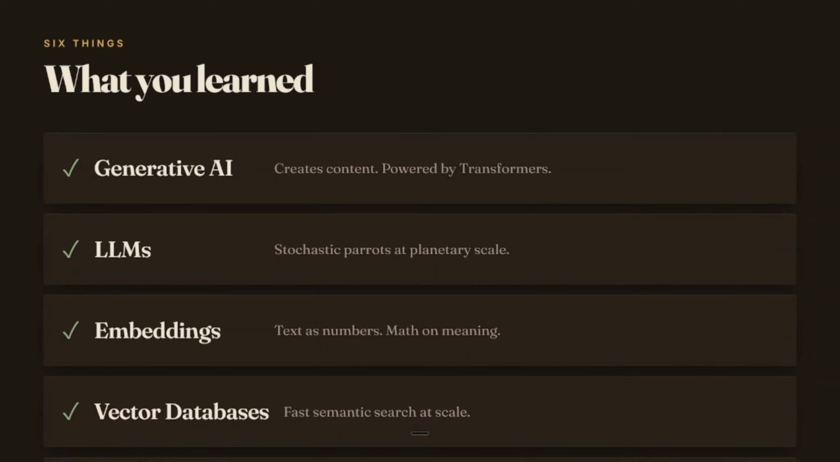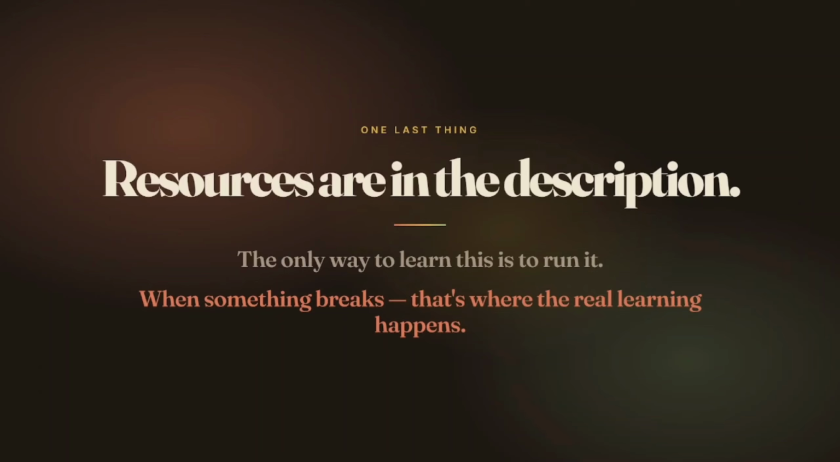So this is what we have learned today in this generative AI introduction class. We learned about generative AI, which creates content and is mostly powered by transformers. We learned about LLMs and we met Buddy, our stochastic parrot, and we also spoke about embeddings, which is nothing but text represented as numbers. We also looked at vector databases, which is fast semantic search at scale. Then we looked into the LangChain framework, and we also looked into agents and memory.